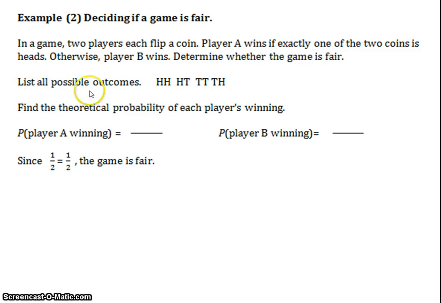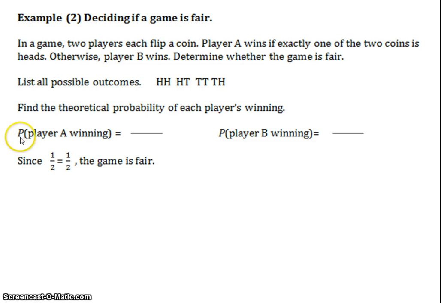First, we're going to list all possible outcomes. If we have 2 coins, we could have an outcome of heads, heads, or tails, heads, or tails, tails, or tails, heads. These are all the possible outcomes of flipping 2 coins. We're going to find the theoretical probability of each player winning.